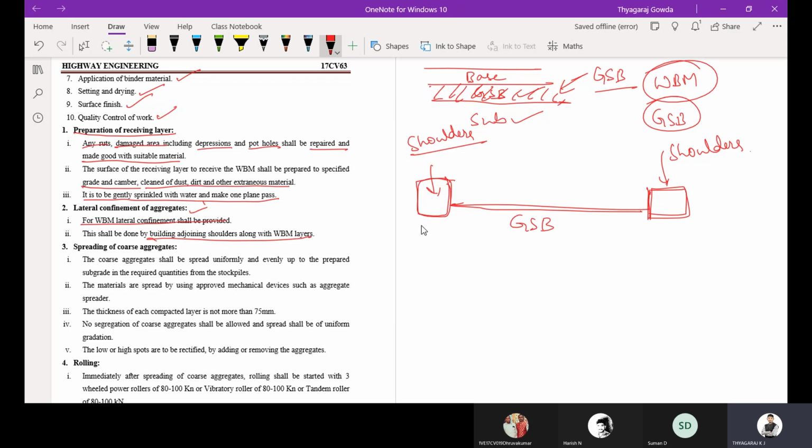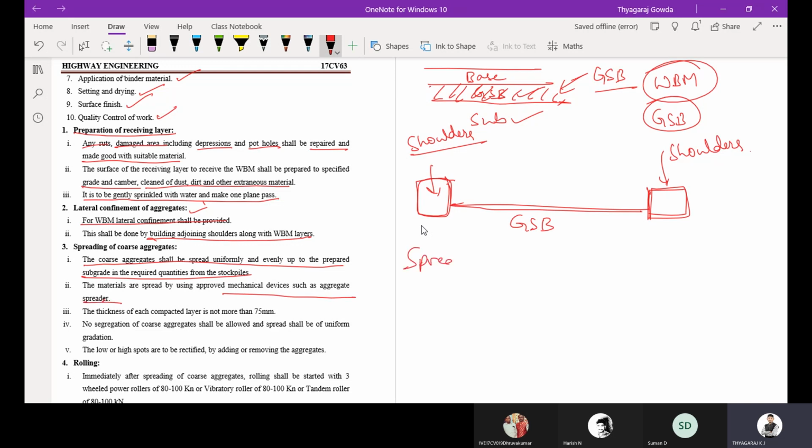To avoid that, we are going to build the shoulders. Then spreading of coarse aggregates. The coarse aggregates shall be spread uniformly and evenly up to the prepared subgrade in the required quantities. So you are going to do the stockpiles here. You are going to stock the aggregates in piles. Then the materials are spread by mechanical devices such as an aggregate spreader.